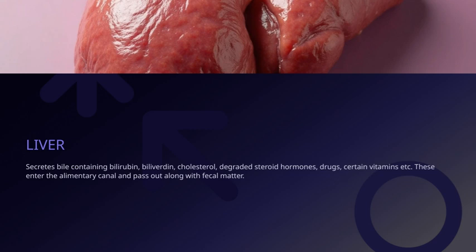As bile enters the alimentary canal, these substances pass along with the food, aiding in digestion and the elimination of waste products. The key point here is that the liver plays a crucial role in detoxifying the body and managing waste through bile secretion. This process highlights the liver's central role in maintaining overall health and homeostasis, especially through its involvement in digestion and waste removal. Remember, everything the liver secretes eventually makes its way out of the body along with fecal matter, completing the cycle of processing and elimination.